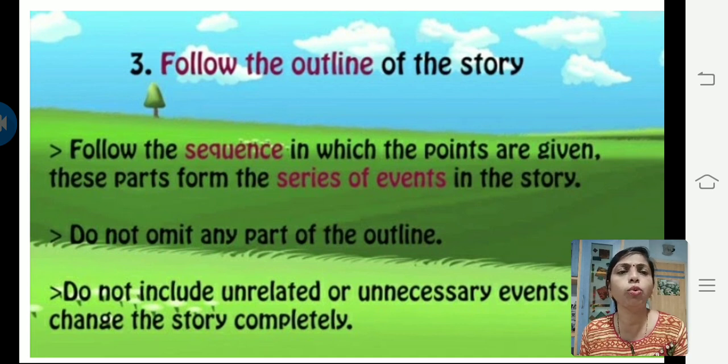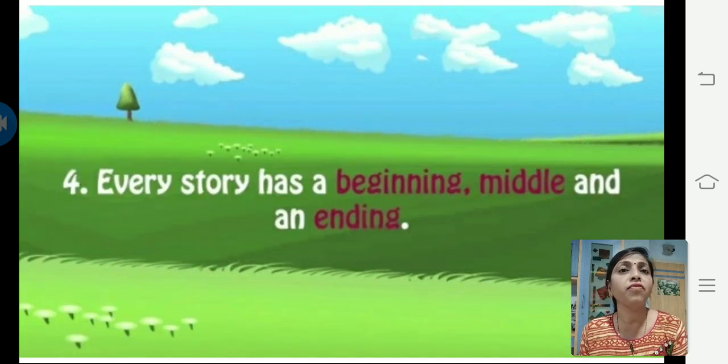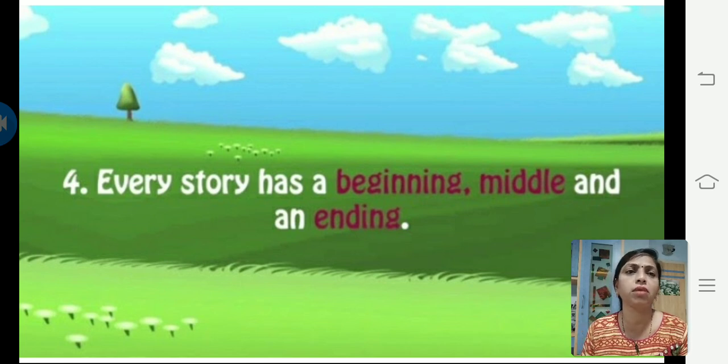Do not include unrelated or unnecessary events that can change the story completely. You should not include any event or any part by your side, because it may change the story. Next, every story has a beginning, middle and ending. So every story is divided into three main parts: a beginning, a middle body part you can say, and the ending part.